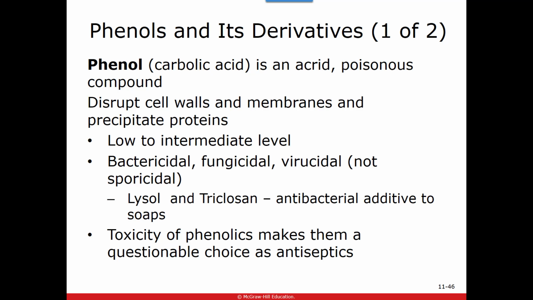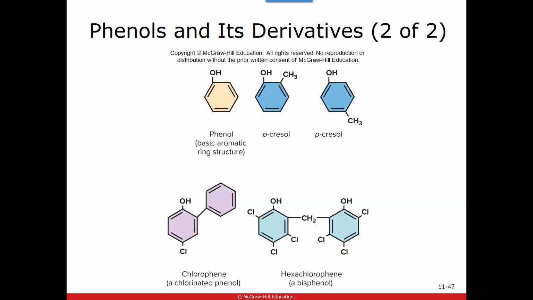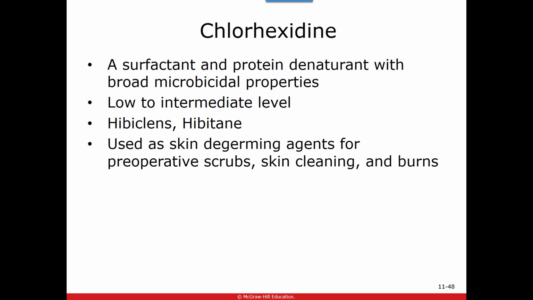Chlorhexidine, it's a surfactant. So its job is to break apart surfaces to release organisms, microorganisms. So we usually use this on the skin. It's a skin degerming agent. Hibiclens, the hibitane, is used a lot of times before surgeries. It's to remove microorganisms, like physically remove them off the surface of the skin.